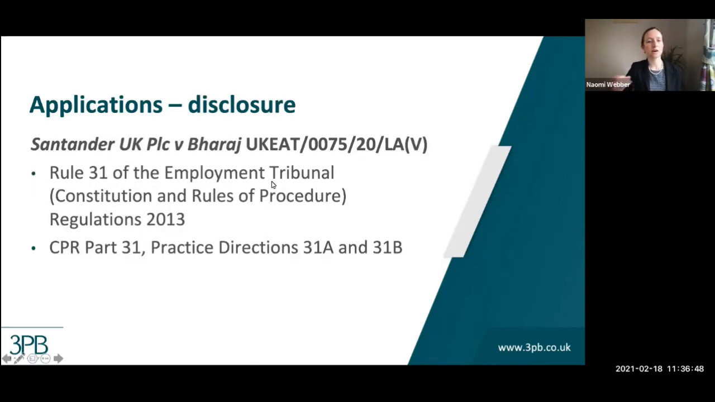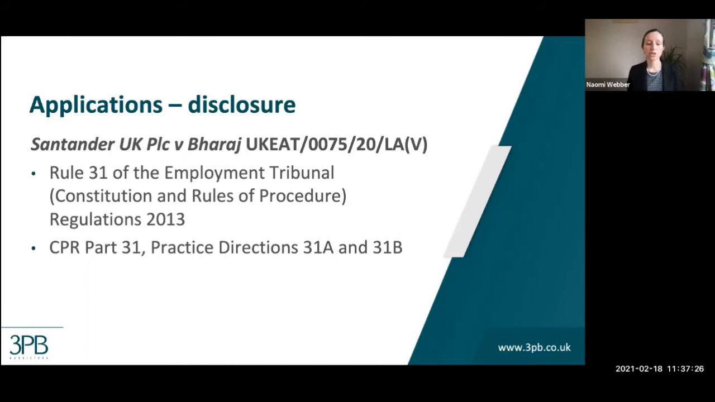The other case I wanted to look at in the area of applications is a new decision, Santander v Barrage. This is about applications for specific disclosure, and looks at the concept of disclosure more generally. In this case, among other things, there were whistleblowing allegations, and the respondent resisted disclosure of documents from an investigation that had taken place post termination of employment, as they considered that this investigation hadn't been relevant to the issues in the claim.